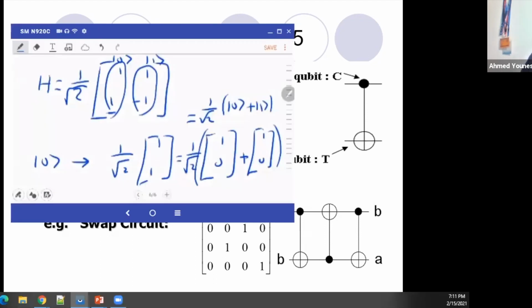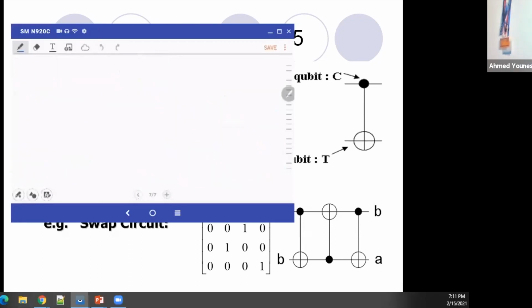Away from the matrices, we can understand this logic very easily. I will tell you, this is a gate, this is a control, this is a target. So the data flows this way. If the input is 1, 0, for example, the logic of the gate states that if the control is 1, then flip the target.